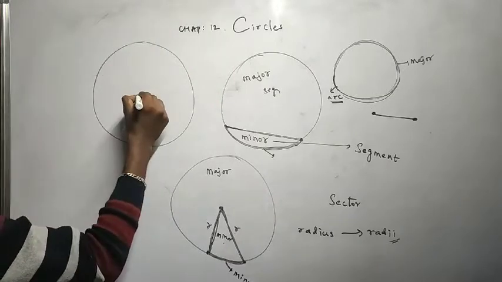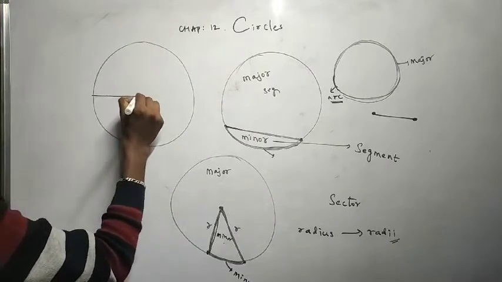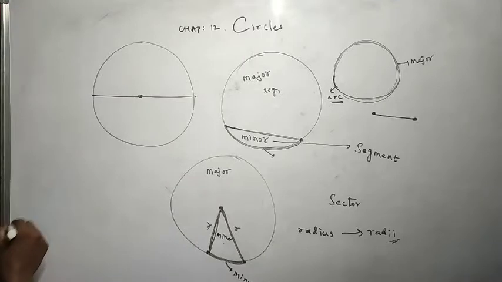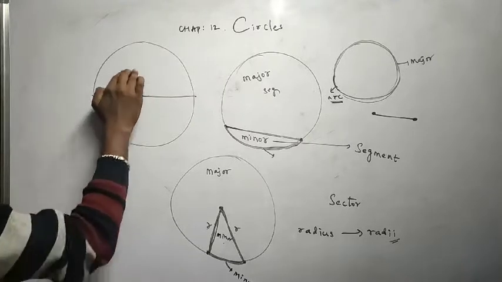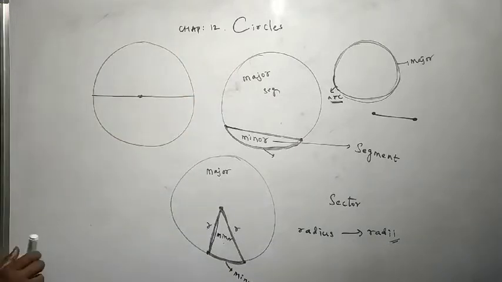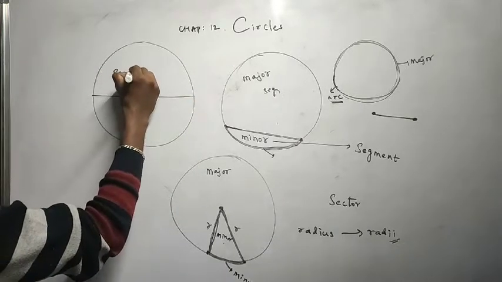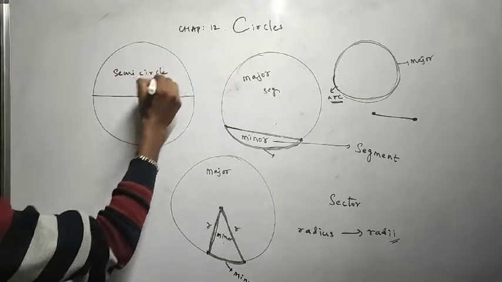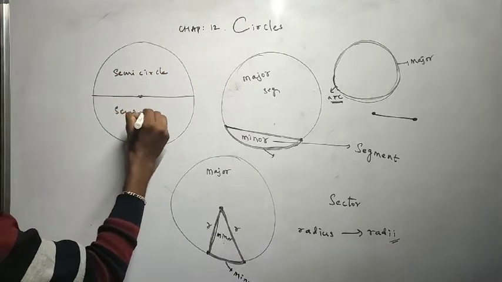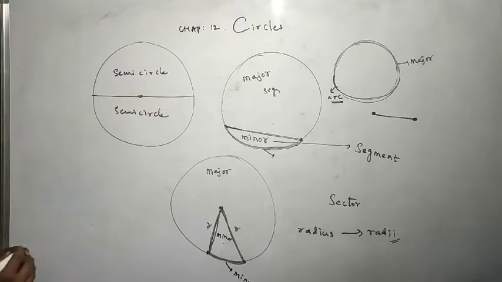In a circle with a center, a chord which passes through the center is called a diameter. I told you already. That means the diameter divides the circle into two exact halves. Each one can be called a semicircle.